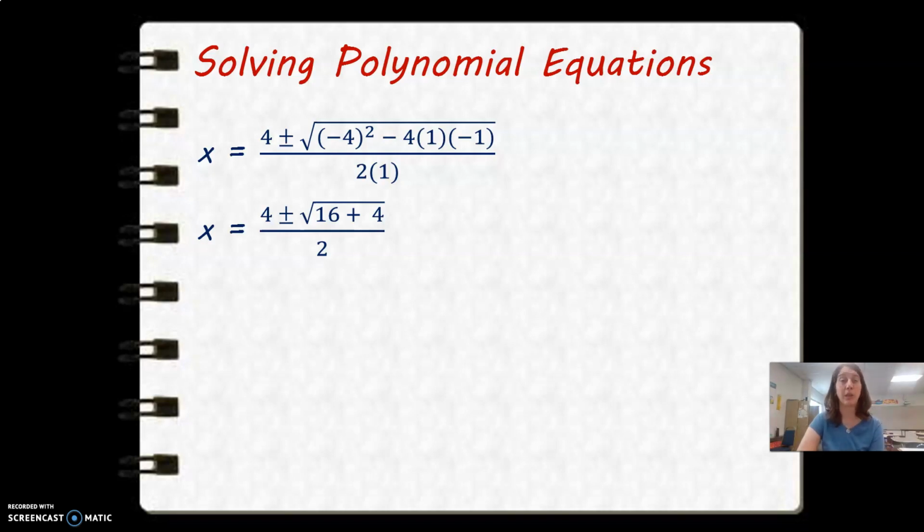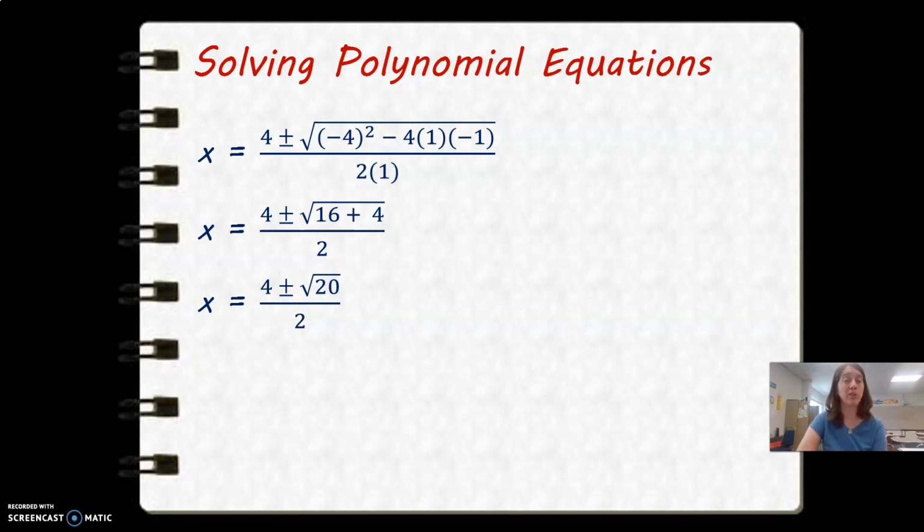And I like to include the minus with that 4 as I do the second part of the multiplication. So -4 times 1 is -4. -4 times -1 is +4. So inside my square root, I now have 16 plus 4. Then in the denominator, 2 times 1 gave me 2. Continuing to simplify inside our square root, add those numbers. So now I have 4 plus or minus square root 20 all over 2.